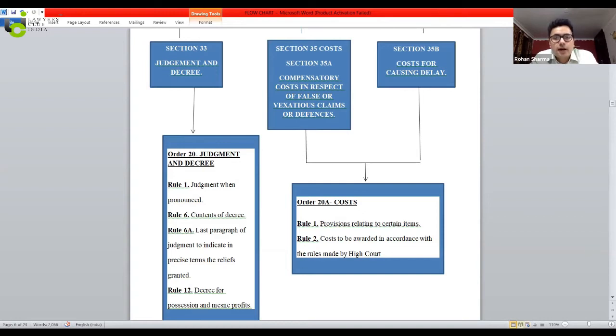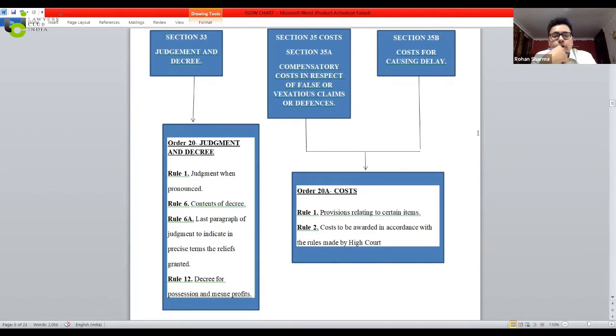Now, costs under section 35B. 35B costs are slightly different from the costs that 35A talks about. 35B costs are by way of compensation. It's in the nature of a penalty, which the court can impose if one party is causing a deliberate delay to the case, or if it's avoiding the cause of justice and things like that. Basically, it's of the penal form, and it's different from the cost in 35A.